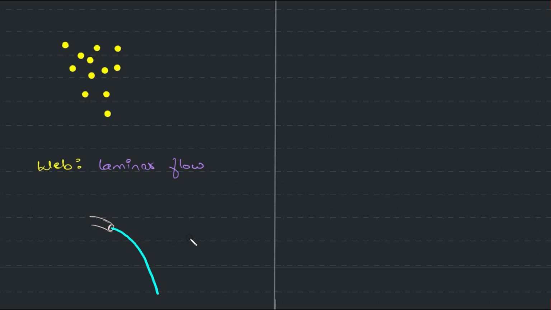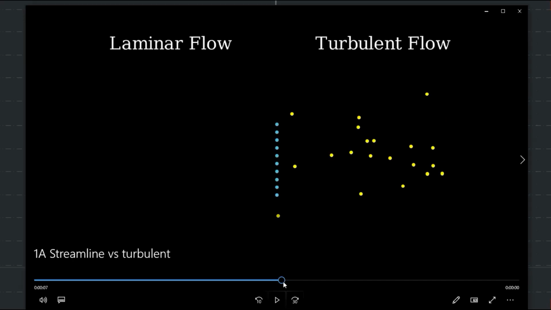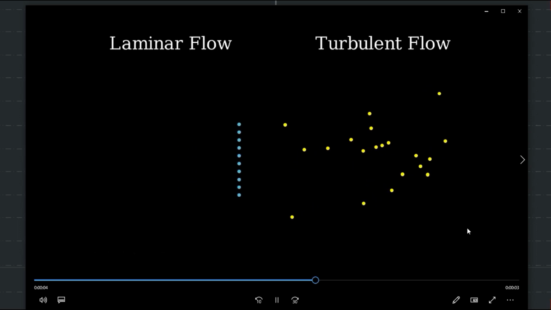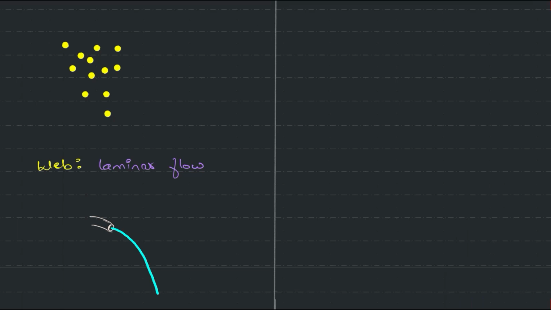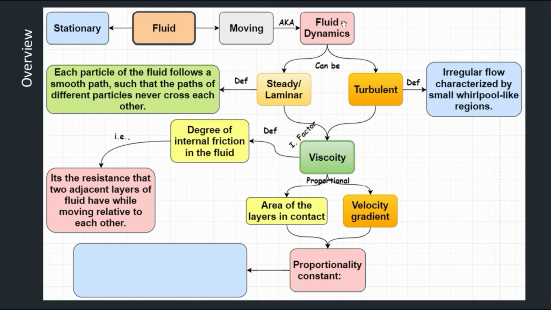So laminar flow has to do with particles moving in a definite manner. While with turbulent, the word turbulent is there. So pretty much this is an example of turbulent, where you have particles moving around everywhere and so on and so forth. That is an example of turbulent flow. And by the way, this is just an overview. We'll be going into detail with all of this.